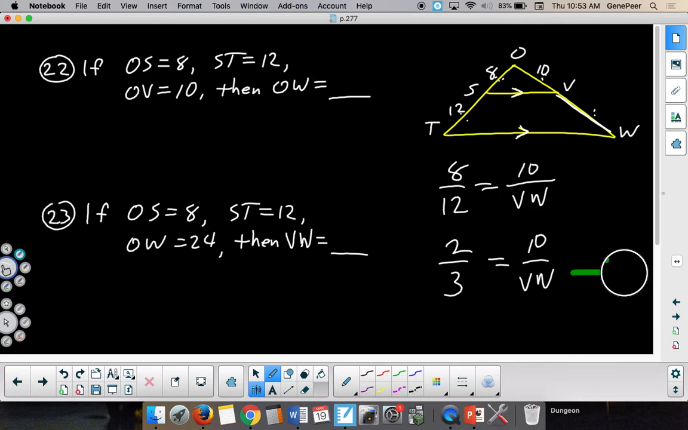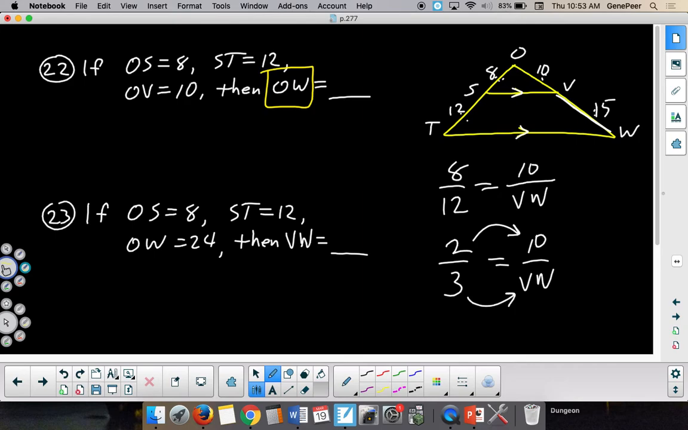All right, so 5th grade method, 4th grade method, whatever I call it. 2 times 5, 3 times 5. VW is 15. Are we done? No, we're not done, because they didn't ask for VW, so you've got to read carefully.